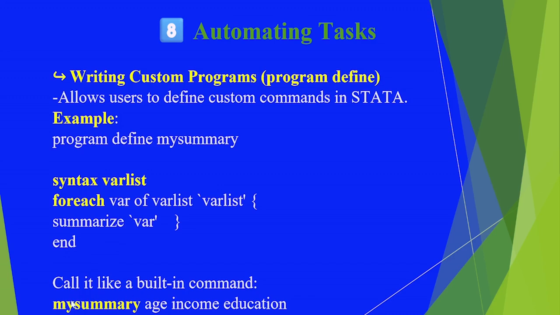And finally, for you to use a function or a custom program, you need to call it accordingly. We can call it like a built-in Stata command. You just need to call my summary, because that is the exact name of your program. And now you add the var list, from this index: age, income, and education. The moment you run this line of code, it will give you the summary of each of these variables. Now let us see this in the practical part.